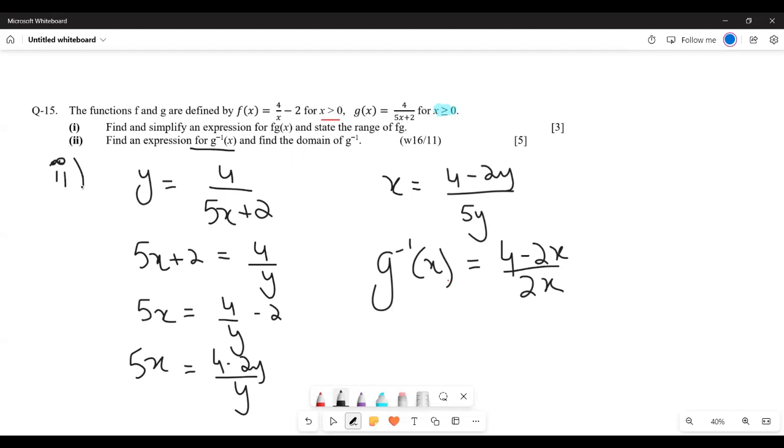Okay. Find the domain of g inverse. What do we know about the domain of g inverse? It's the range of g. The range of g, that is correct. Now let's take a look at g.